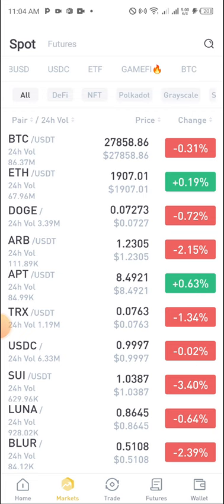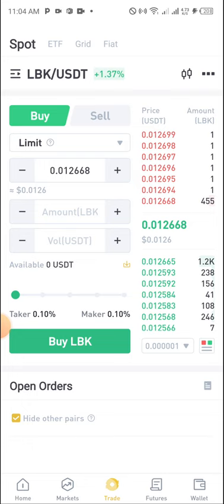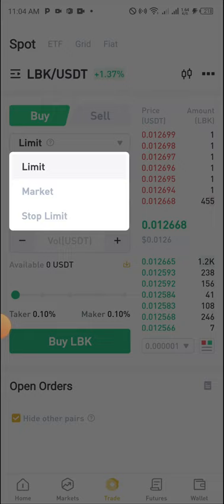All right, so on to the next section, which is trade. We just left the market section now, and we are right here on trade. Now, this is the spot section. If you want to trade your spot, it's very simple. All you have to do is just come right here. You can see we have a limit section. Click on this, show you limits. We have market and we have stop limits.